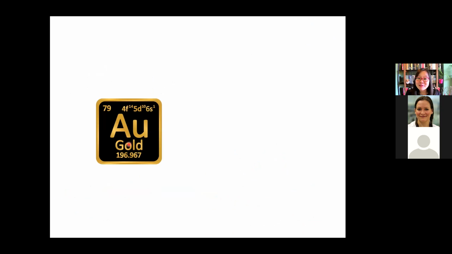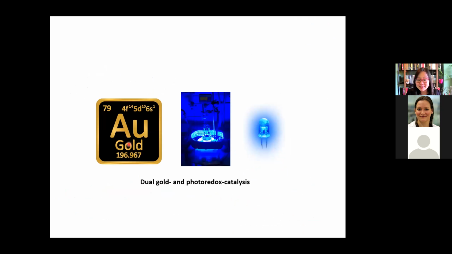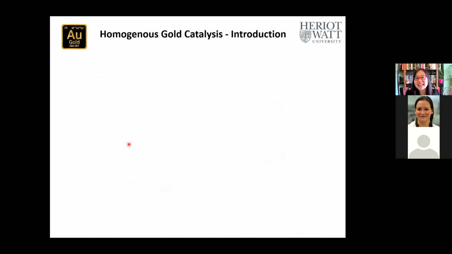So for the first half of the talk, I'll talk about a gold project, and in particular, silver effect in gold catalysis. And then halfway through, I'll change over to the second topic, which is using dual gold and photoredox catalysis. So before I do that, I'd just like to give a very brief introduction to homogeneous gold catalysis.